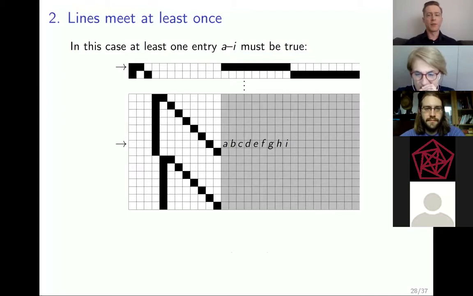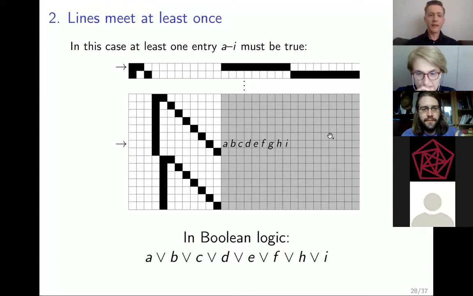The other example I want to show is, say we have the first line and this line here, and we want to encode the fact that they intersect at least once. Then if they're going to intersect, they have to intersect in these columns here, because after the words there's just a bunch of zeros on the first line. So they have to intersect somewhere between A and I. So at least one of A to I must be true. And again, at the bottom, this is a Boolean logic clause. You provide this to the SAT solver along with many other clauses of this form, so that you give the SAT solver everything you know, and then the SAT solver is going to do this search.